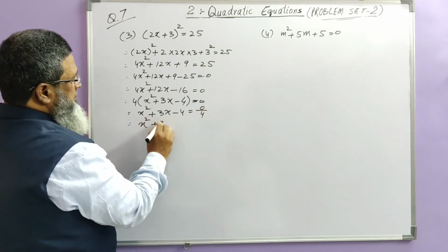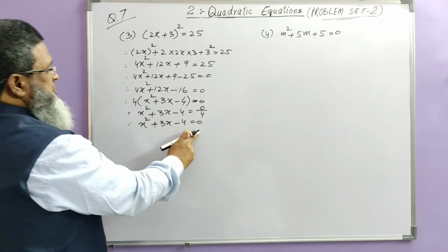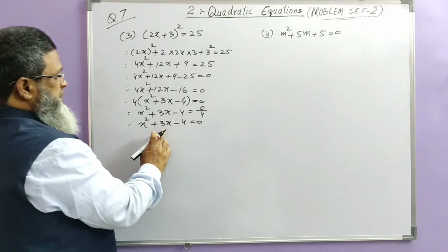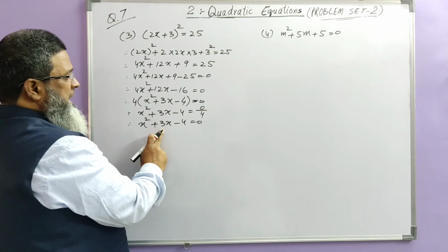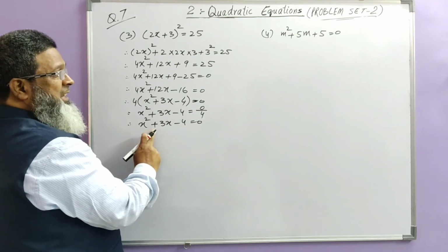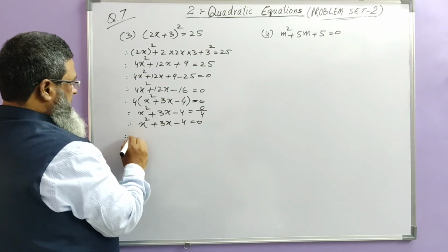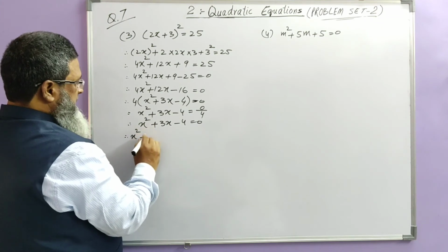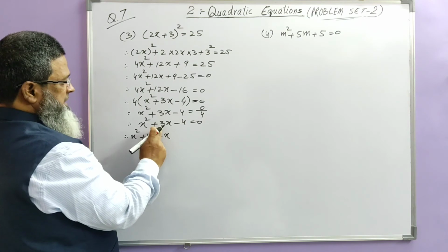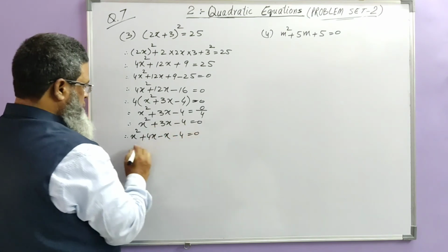x square plus 3x minus 4 is equal to 0. So this is the equation. You have to solve this equation by factorization. You have to split this 3 such that you will get multiplication of minus 4. So plus 4 and minus 1. So x square plus 4x minus x. The 4x minus x is 3x and 4 into 1 is minus 4. Minus 4 is equal to 0.